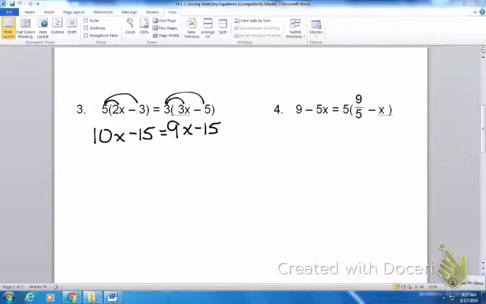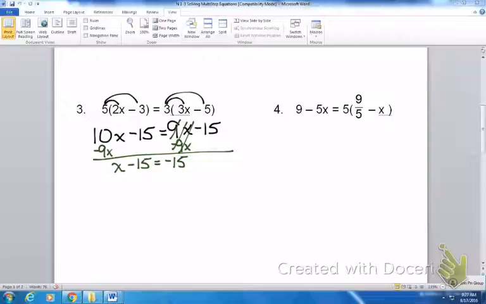So I'm looking at both sides of the equal sign. I see nothing that can be combined. So I'm going to start moving my x's. I'm going to subtract 9x from both sides. You could subtract 10x from both sides. You'll have negative x, but you'll still come at the same answer at the end. 10x minus 9x leaves me with just 1x, or x, minus 15. 9x minus 9x cancels and leaves me with minus 15.